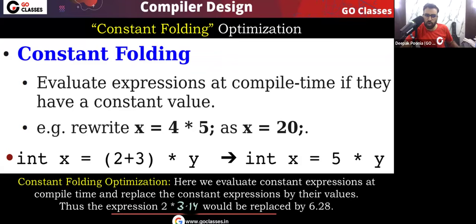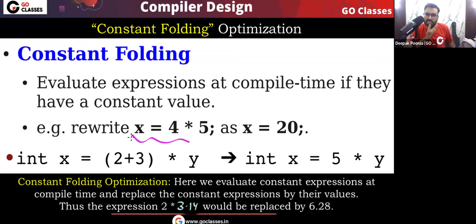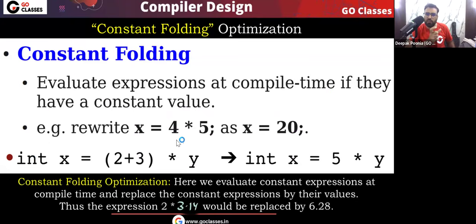Tell me one thing, is this local optimization, is this global optimization, or is this inter-procedural optimization? Think about it and tell me. This is local optimization. A single statement only you are optimizing. Yes or no? We are only doing the optimization of a single statement. We are not going between the basic blocks. Within a basic block, for a single statement, we are doing the optimization. So remember, this constant folding is basically your local optimization.